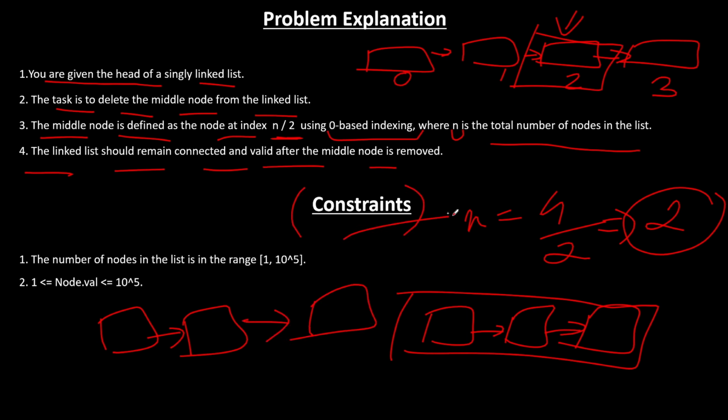What are the constraints? The number of nodes in the linked list is from 1 to 10 to the power 5. And the value of the node is also 1 to 10 to the power 5. I hope you understood the problem explanation. Now let's move to the next slide.